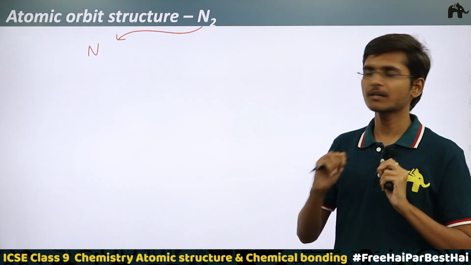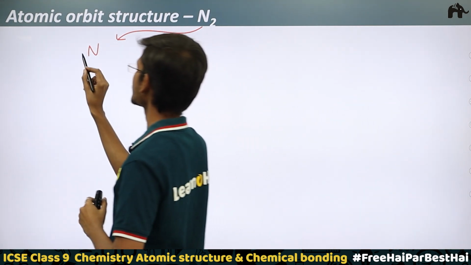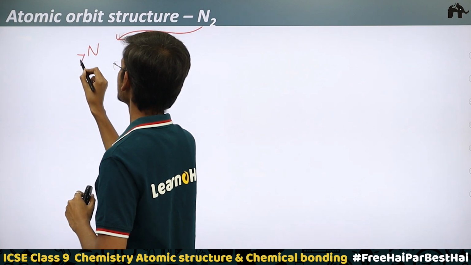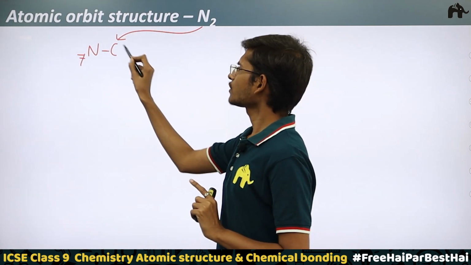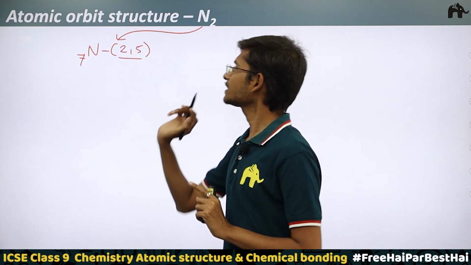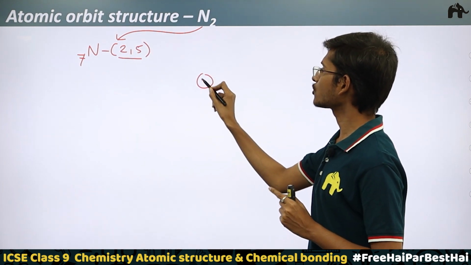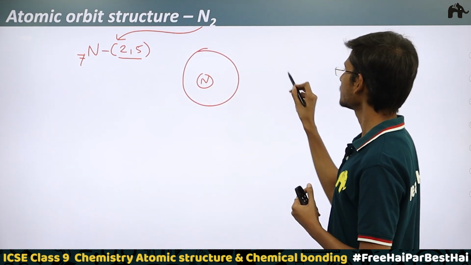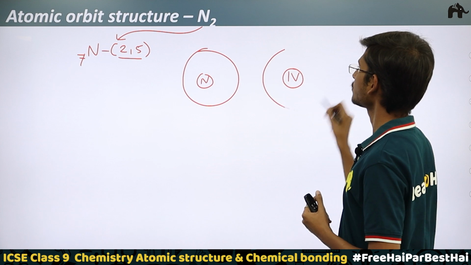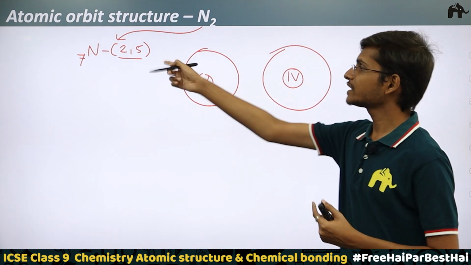Two nitrogen atoms getting combined. We will start with the nitrogen atom's electronic configuration: atomic number 7, electronic configuration 2,5. Now I am going to draw the nitrogen atom's nucleus and the outermost shell. The outermost shell has 5 electrons.